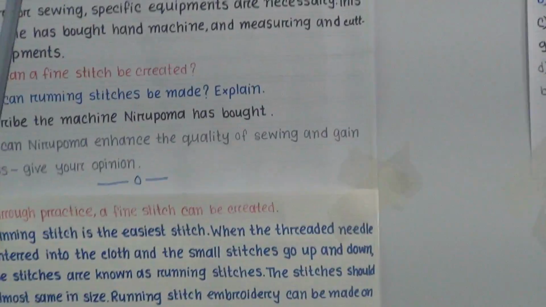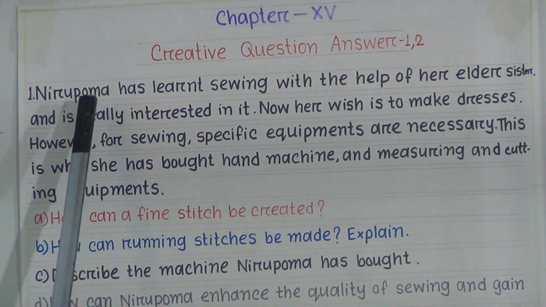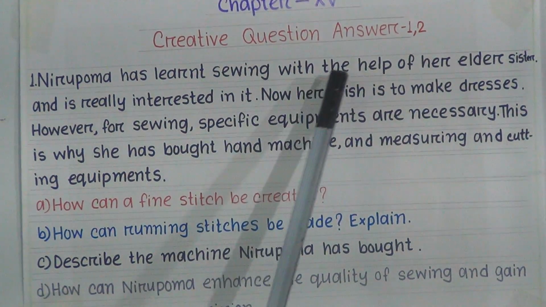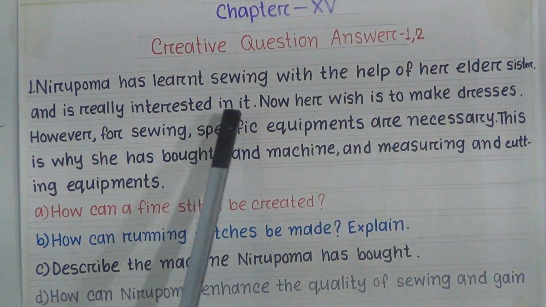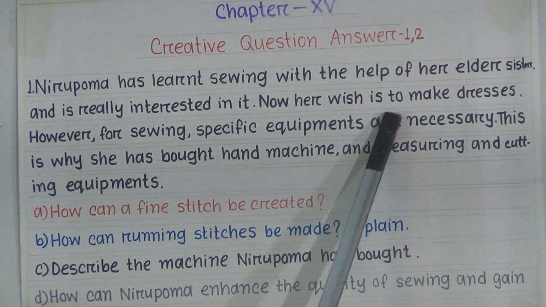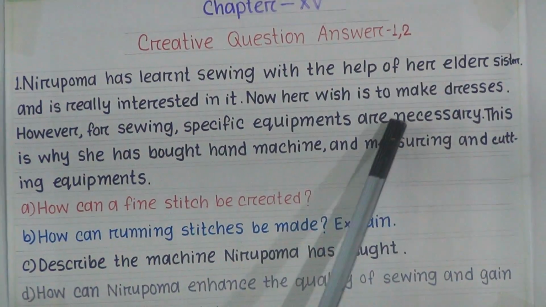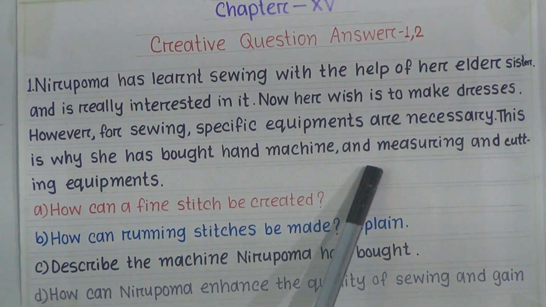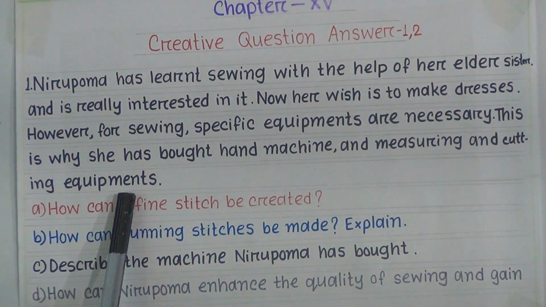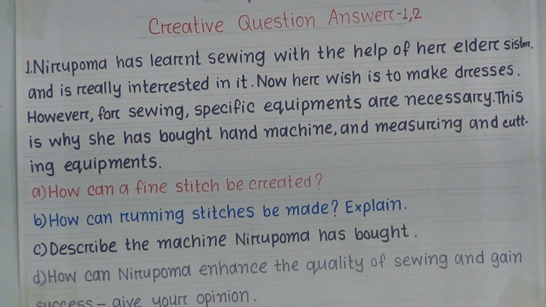Chapter 15, creative question answer. Here is our first STQ, and I'm reading the stem. Nirupama has learned sewing with the help of her elder sister and is really interested in it. Now her wish is to make dresses. However, for sewing, specific equipments are necessary. This is why she has bought a hand machine and measuring and cutting equipments. Students, now I'm going to discuss these questions.